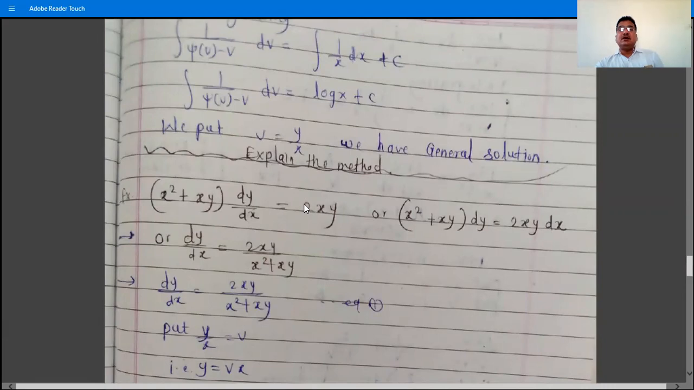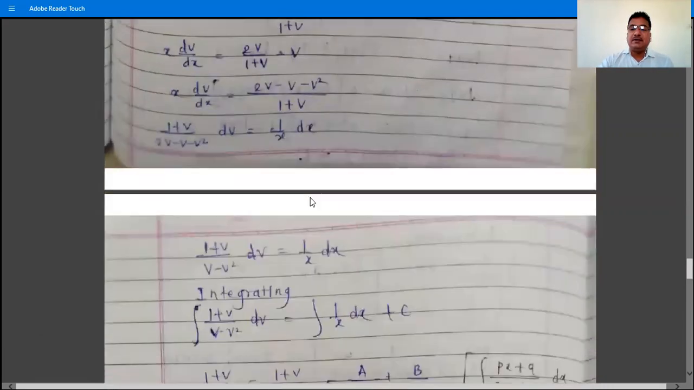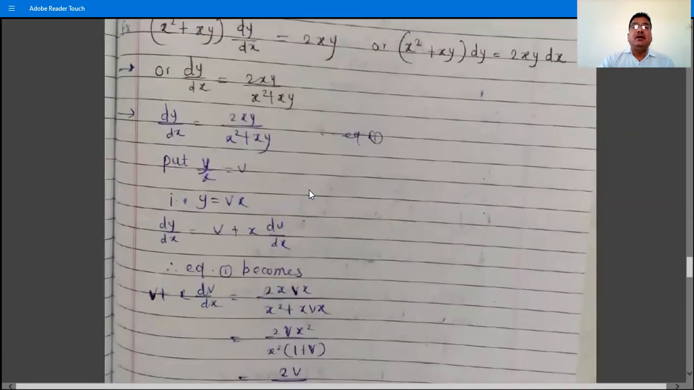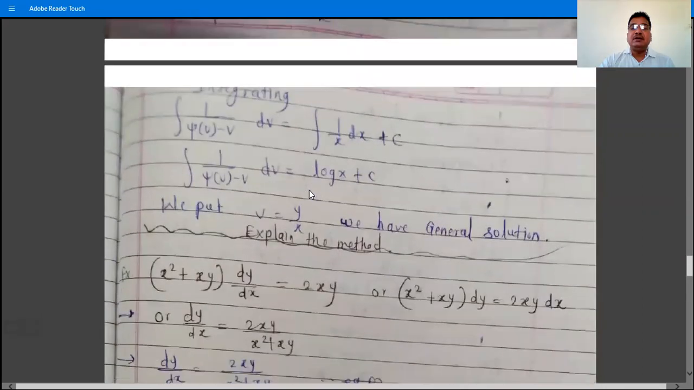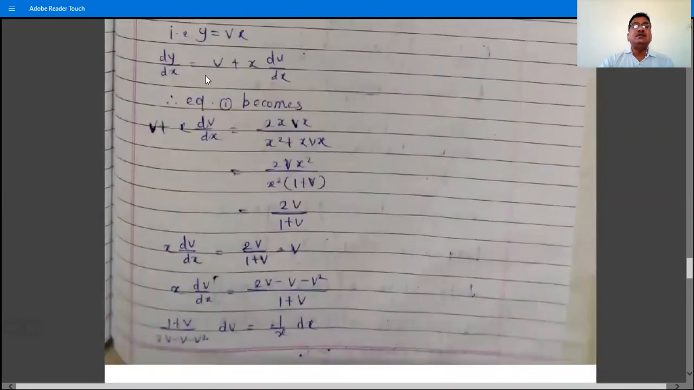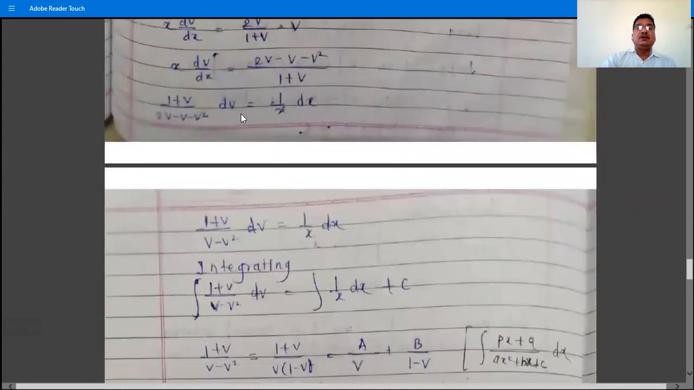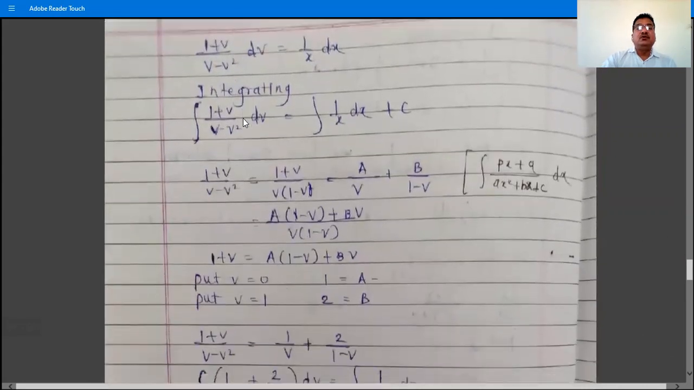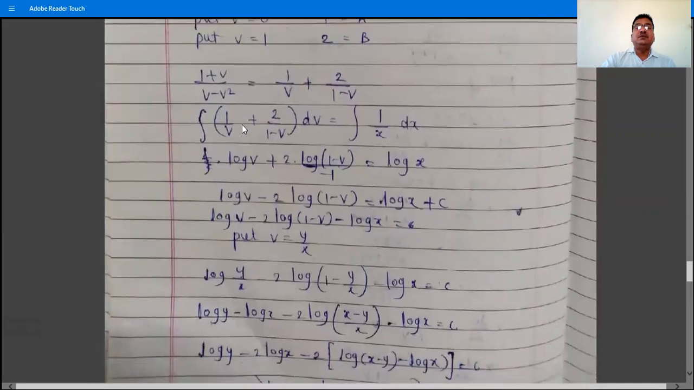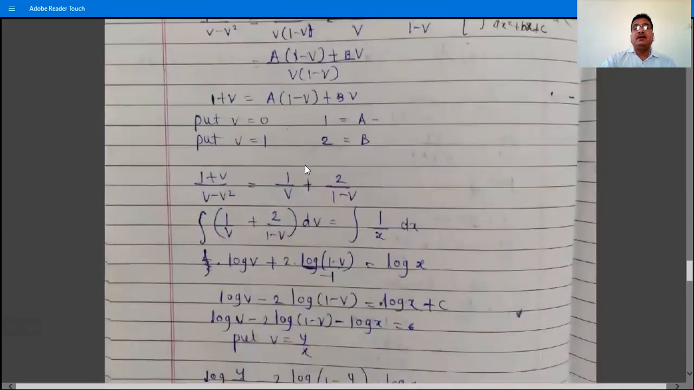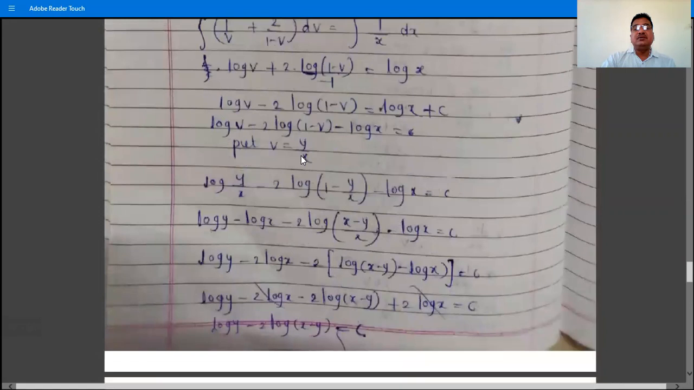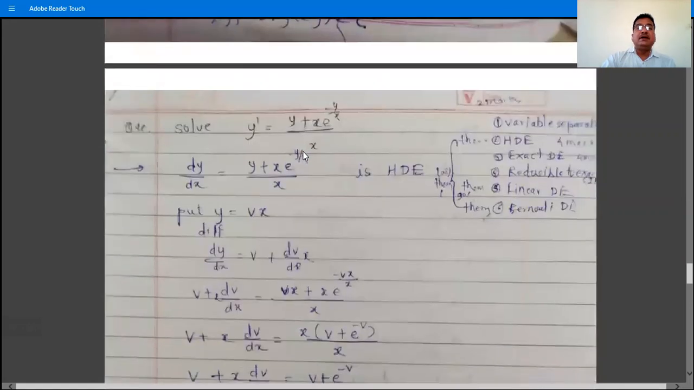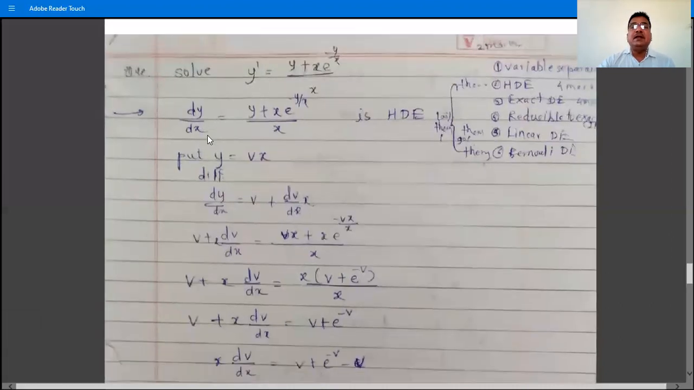So this is about the homogeneous differential equation. So how can we solve the homogeneous differential equation? By substituting y is equal to vx, we have the variable separable form. Then after integration, we have the general solution of the given differential equation. So this is the second type, the homogeneous differential equation. So we will see the remaining examples of the homogeneous differential equation in the next lecture.